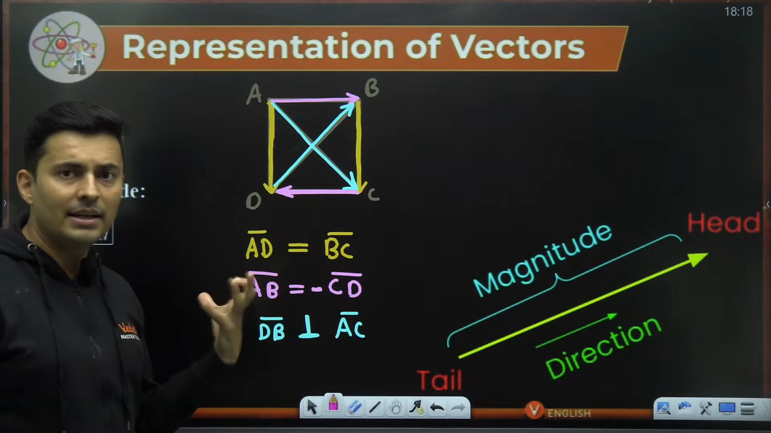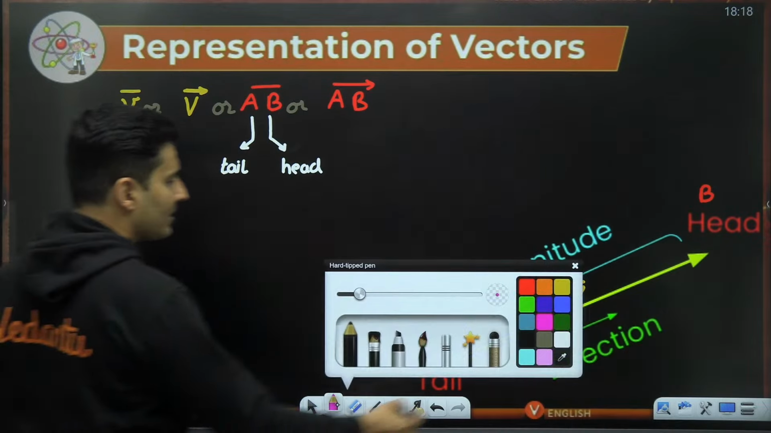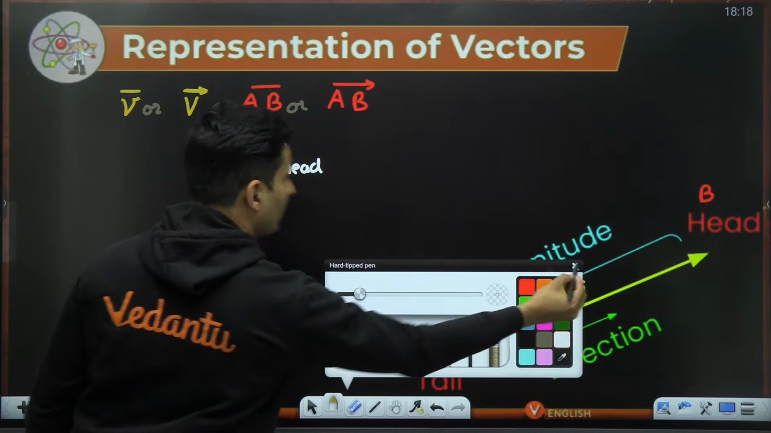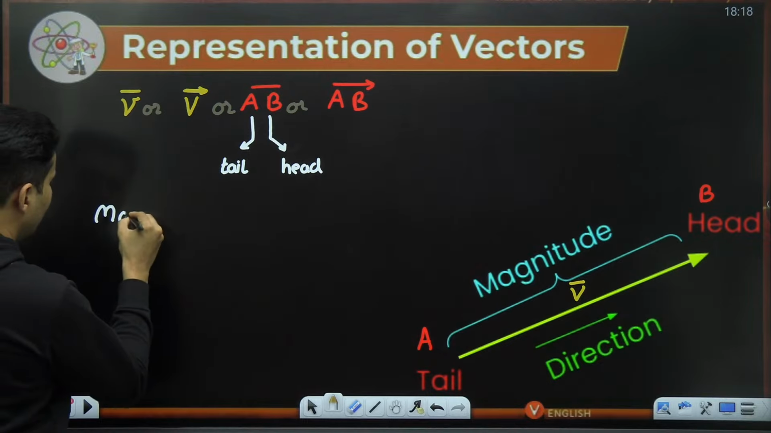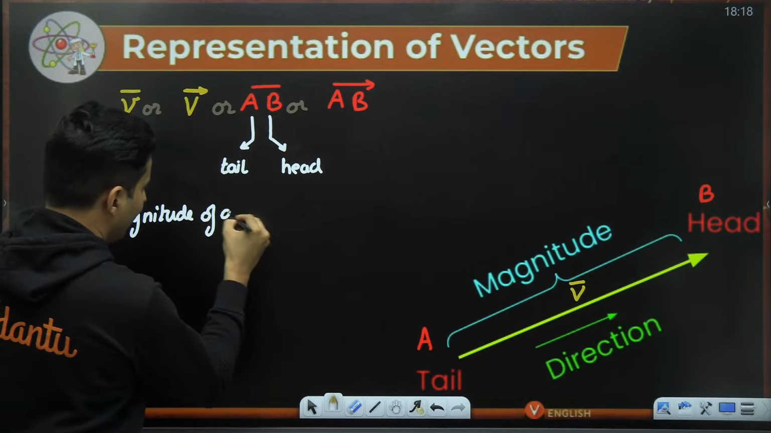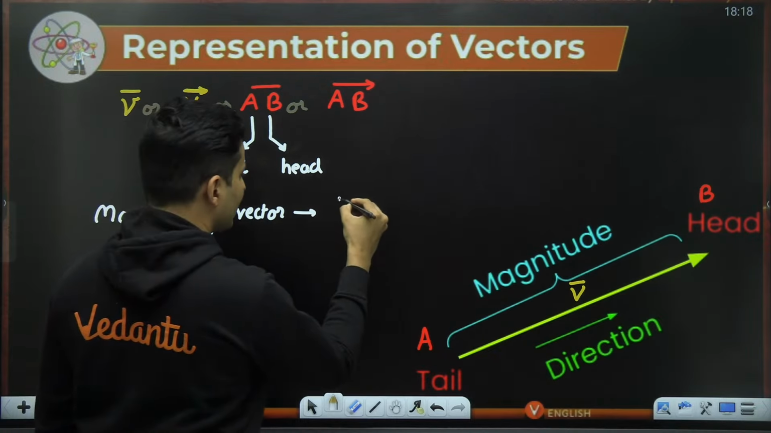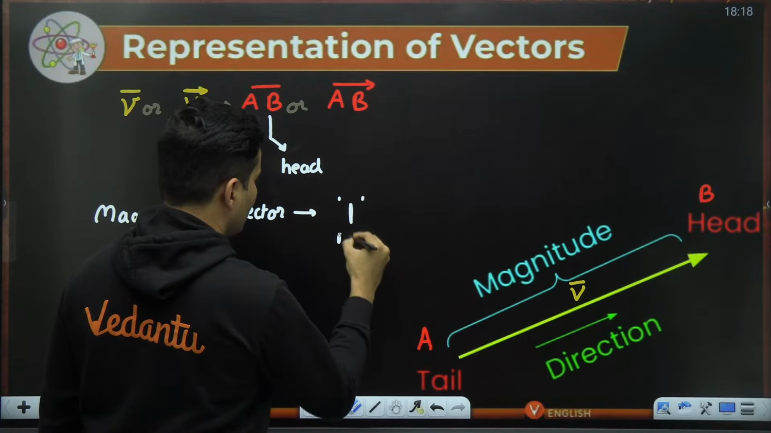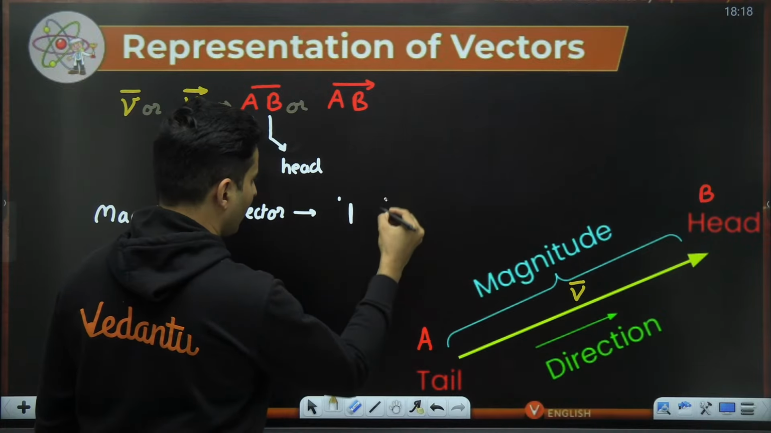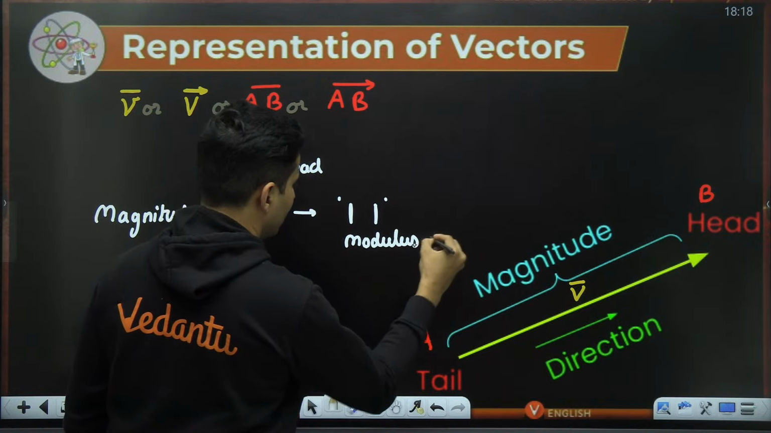What about the magnitude? How do I show the magnitude of a vector? The magnitude of any of these vectors can be represented like this. For the magnitude of a vector, use the modulus symbol.